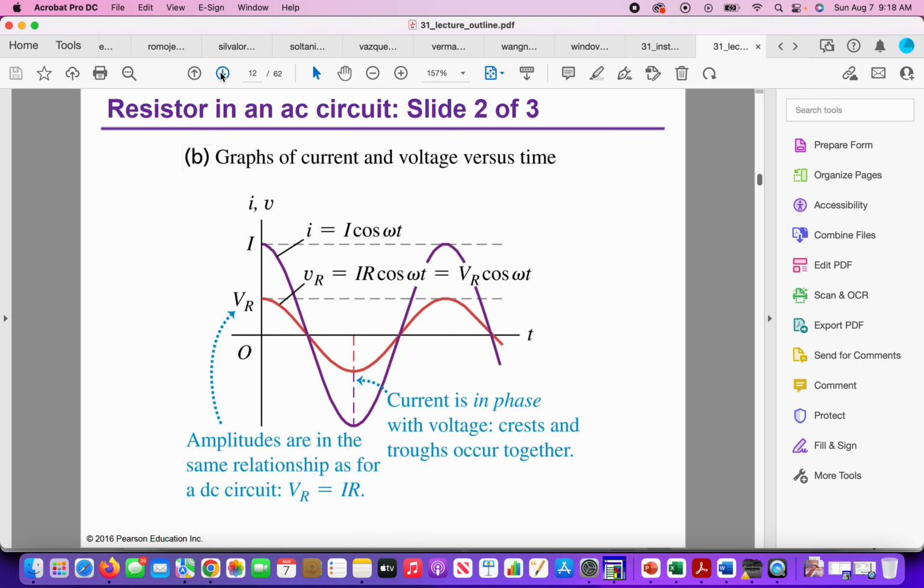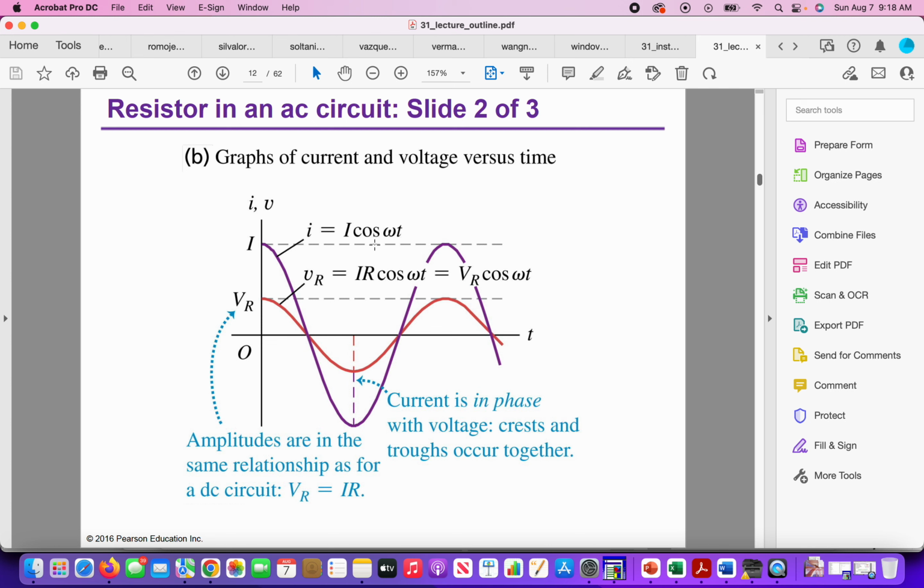Now, we can graph the current and the voltage versus time for the resistor. You can see here that this is VR, and this is the maximum, the voltage amplitude. For the current, it is I, which is the current amplitude. VR is the instantaneous value at any time. It is the amplitude VR times cosine omega t, and for I, it is I times cosine omega t.